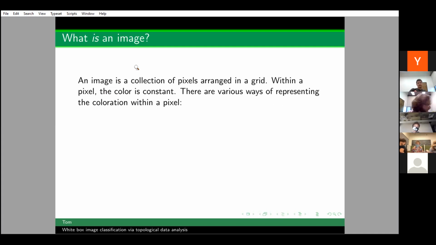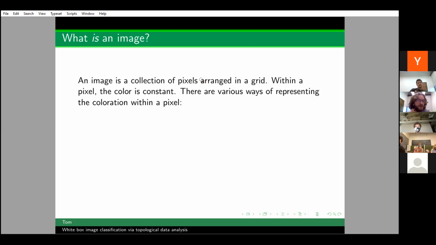Before we get into analyzing the image, we have to talk about what an image is in the first place. An image is a collection of pixels arranged in a grid. You can think of it like a chessboard, if you will. Within a pixel, the color is constant. Those pixels are lined up together, like filled-in dots of color. The pixels are so small that you don't really see that they're constant rectangles, but that's all it is.